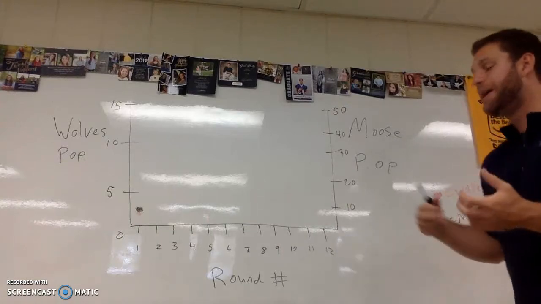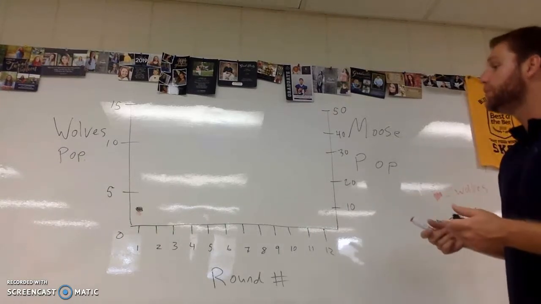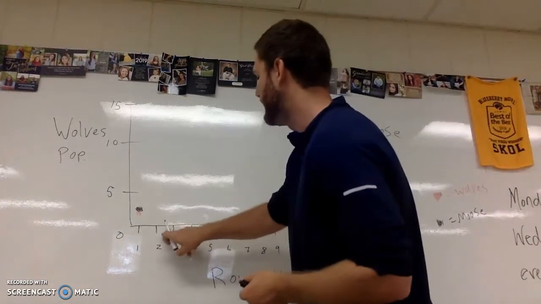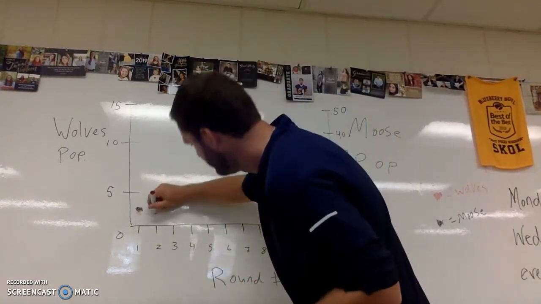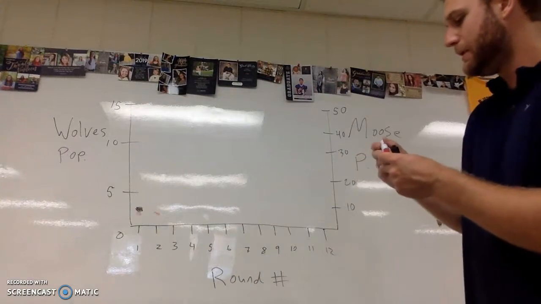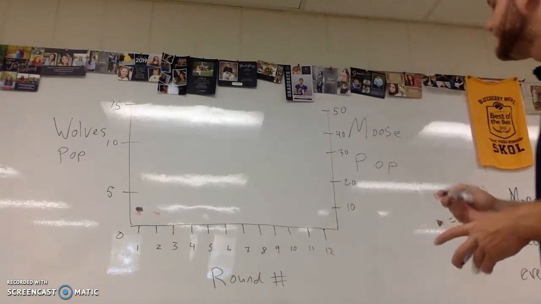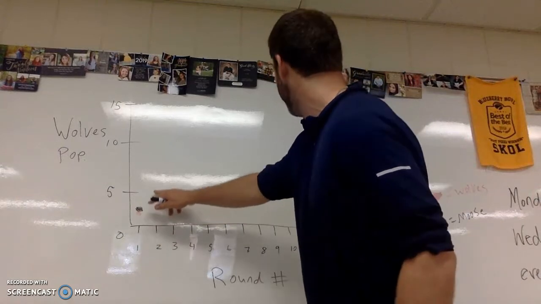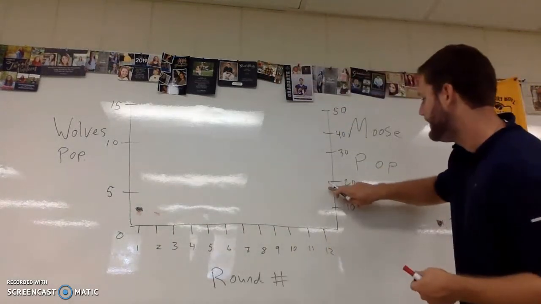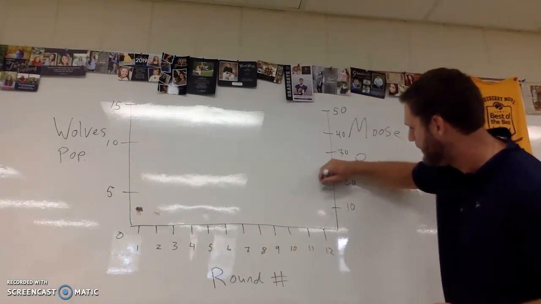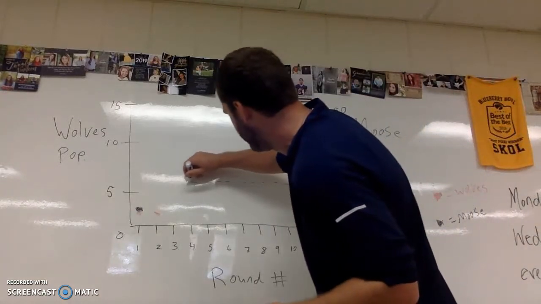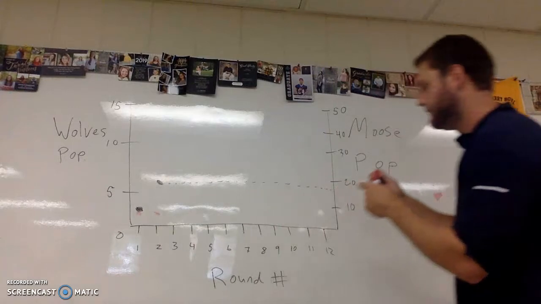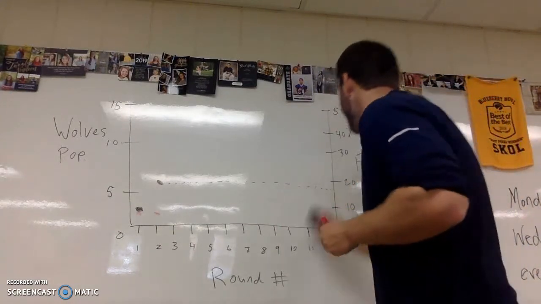So let's say I looked at round 2, and round 2 had, let's say, 2 wolves. So round 2, 2 wolves is going to be here. But let's say we went up to 16 moose. I'm going to still go round 2 here, and go up to 16, which would be right about here. For me, I like to make the dotted lines across, for my own reference, that's about where that moose data point would go.